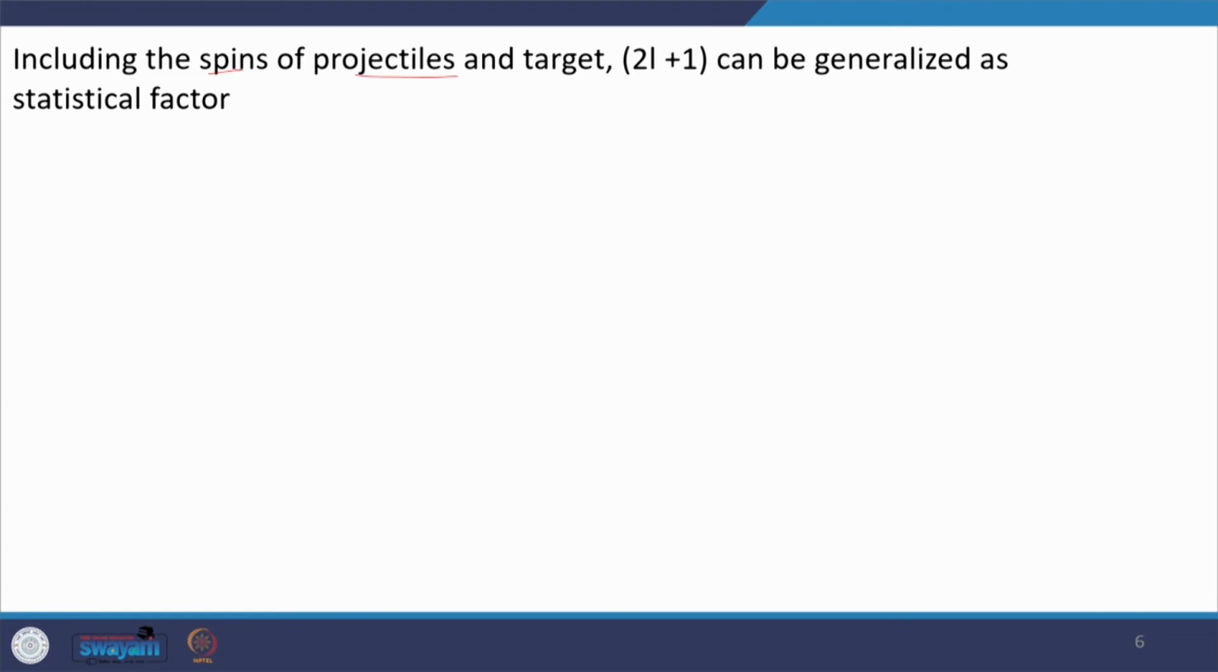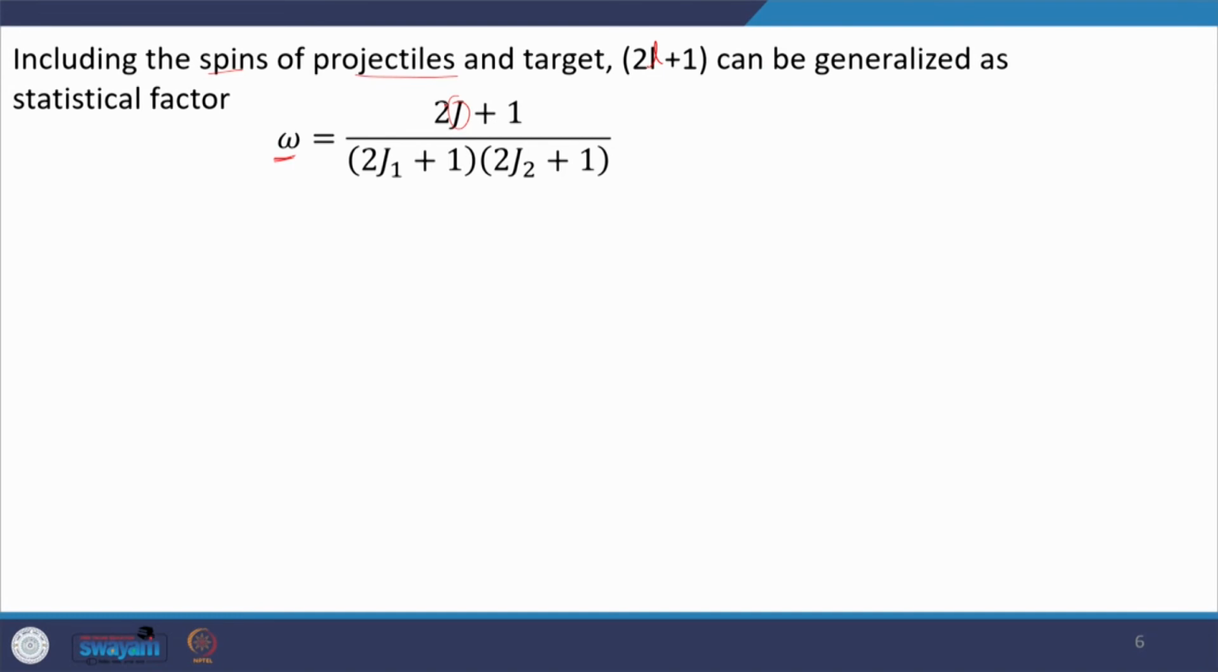In that case, so not only orbital angular momentum, but also involving the spin, one can generalize the 2L plus 1 as statistical factor omega. This term is nothing new for you. While discussing forward and reverse reaction, I have discussed the role of statistical factor 2J plus 1. This is the spin of the compound nucleus, and J1, J2 are the spins of the projectile and target. And if L is equal to 0, of course, it will finally reduce to 2L plus 1 only.